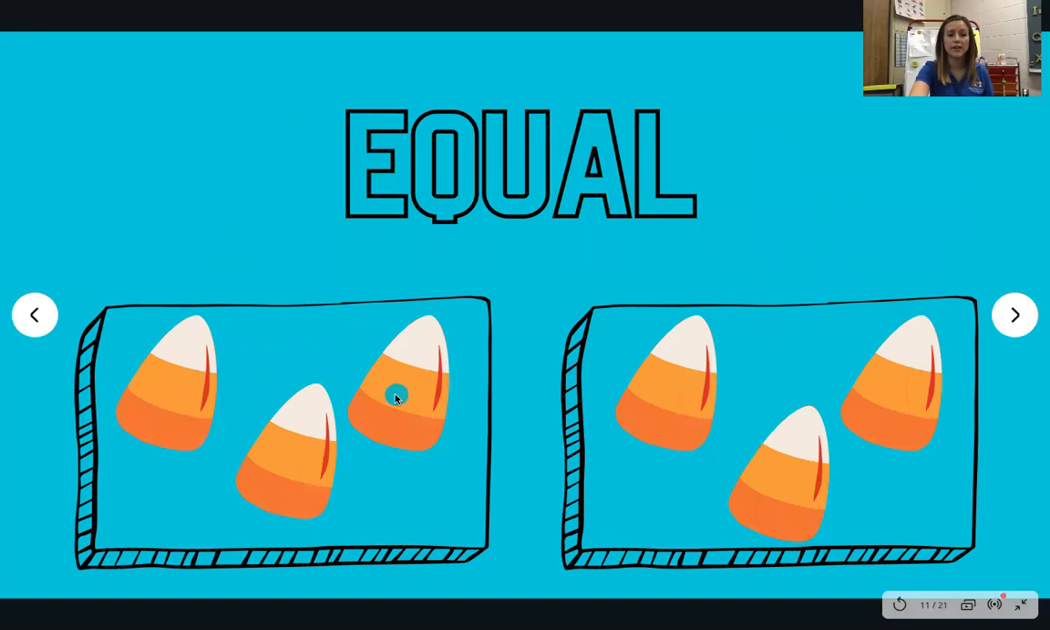1, 2, 3. That box has 3 candy corn. Let's check this one. 1, 2, 3. That box has 3 candy corns. They are the same. Now, as mathematicians, it is our job to be able to write this down so that we can remember what we did. But this can be kind of tricky to write because you can't actually move candy corn on a piece of paper unless you have the candy. So I'll show you how we could do that.